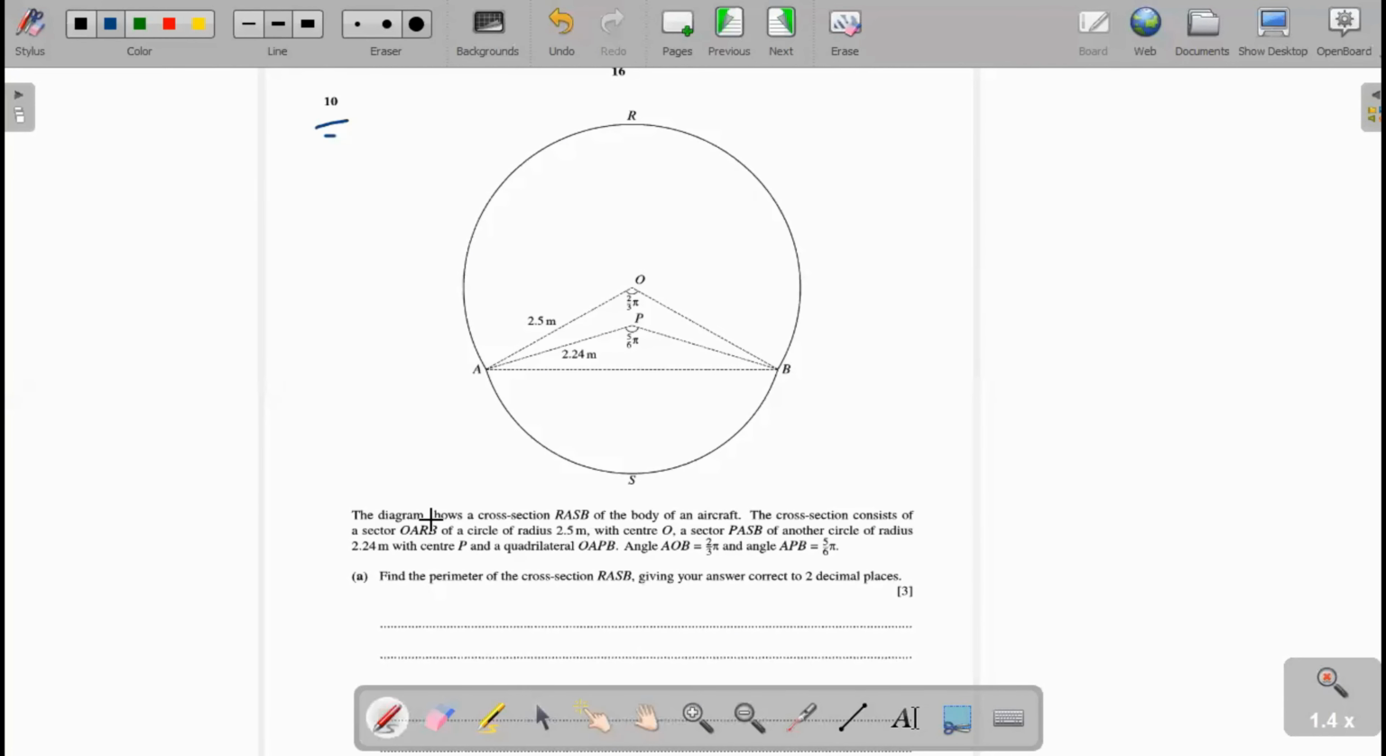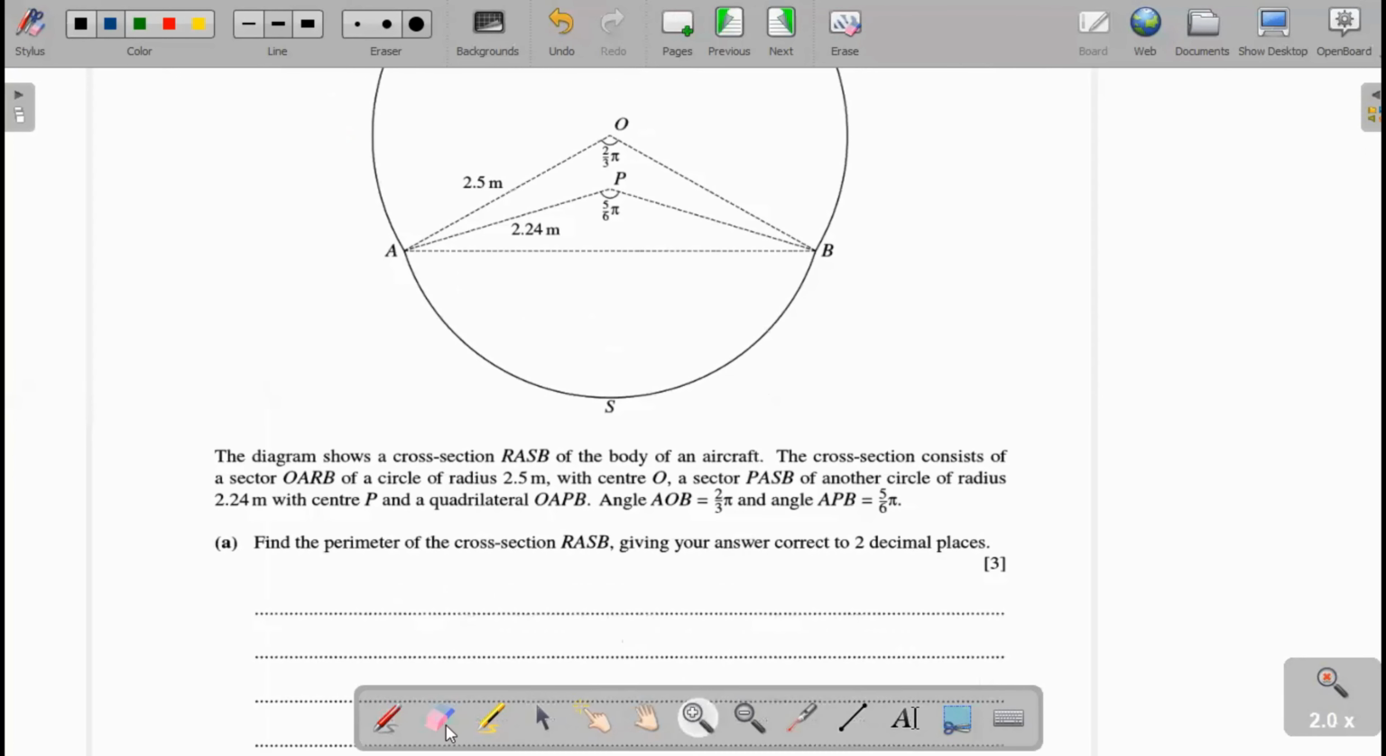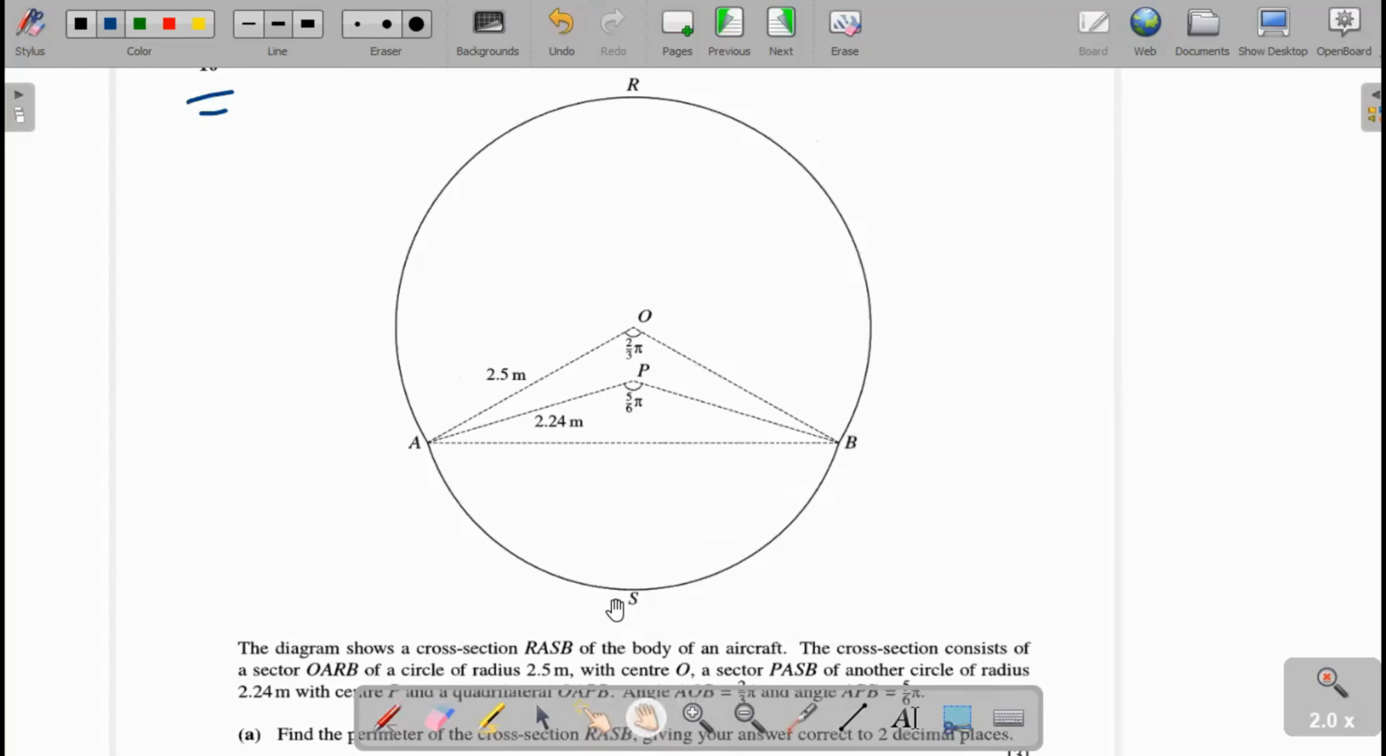In question 10, the diagram shows a cross-section of a body of an aircraft. The cross-section consists of a sector OARB of a circle of radius 2.5 meters with center O, a sector PSB of another circle of radius 2.24 with center P, and the quadrilateral OAPB. The angle AOB is 2 over 3 pi and APB is 5 over 6 pi. Find the perimeter of the cross section. And this is the cross section.